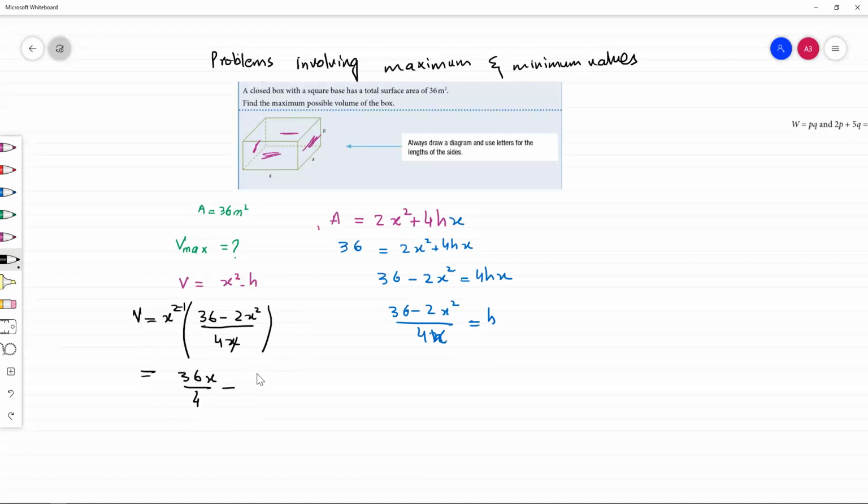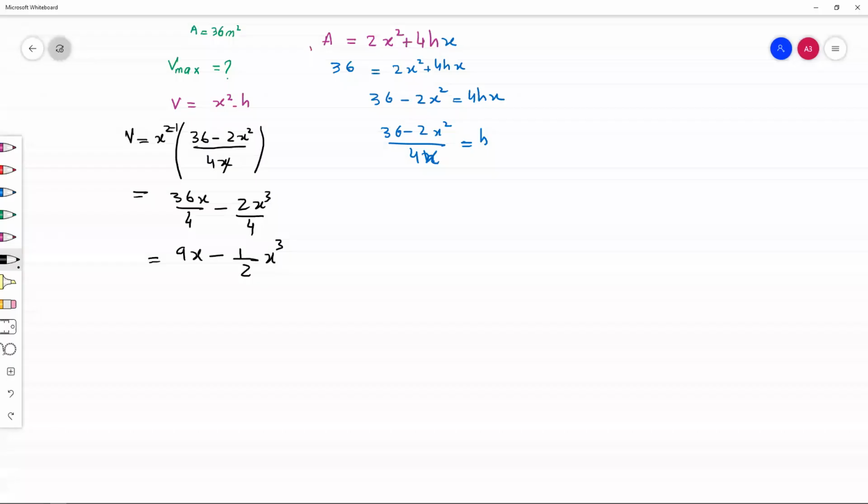When we multiply x into this, it would become minus 2x cube over 4. So this would become 9x minus 2 over 4, so this would become 1 by 2 x cube. So next we have to find the maximum of v. We already have v in terms of just one variable.